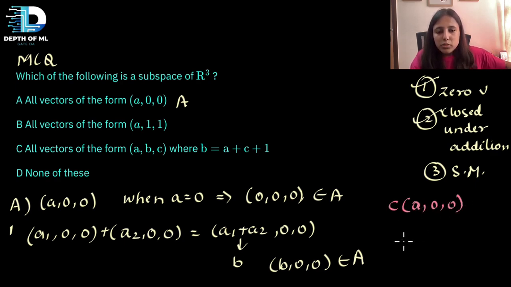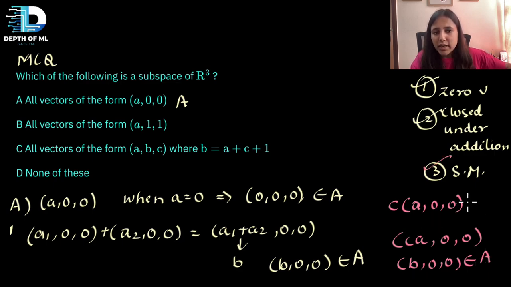So if I do this, I'll get c·(a, 0, 0). If I can assume c·a to be equal to b, then the form that I'll get is (b, 0, 0), and this I know belongs to A. Therefore, this is also fine. This is closed under scalar multiplication also. So this option is correct. Now, because this is an MCQ, we can just take this and move forward.